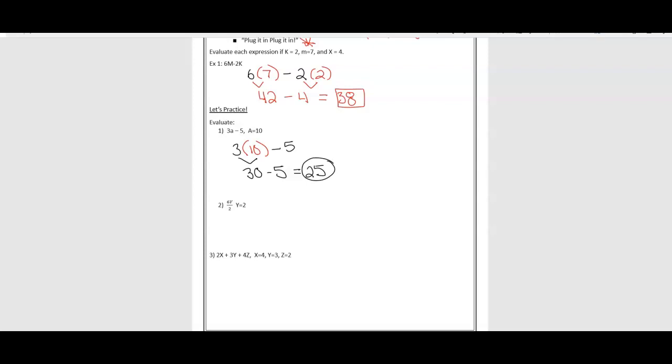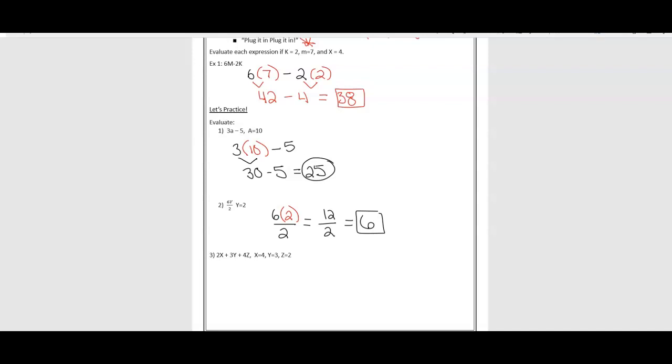Okay, next I have 6y divided by 2, y equals 2. Okay, so I have 6 times y, but instead of timesing y, I'm going to multiply by 2 because that's what y is. And then I'm going to divide by 2. So now we're going to multiply first. So I have 12, and then I can divide by 2, which is going to get me 6.